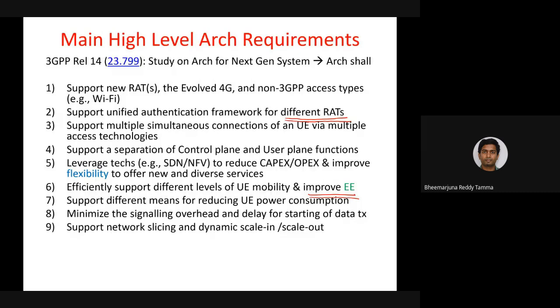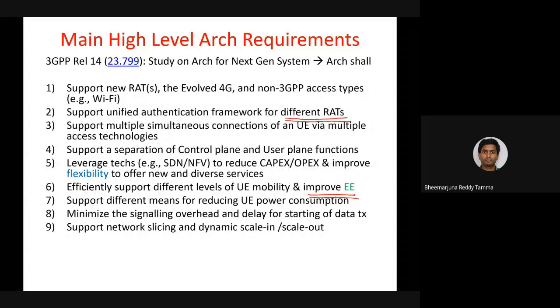Supporting network slicing and dynamic scaling in and scaling out. Network slicing is basically talking about creating virtual networks for catering to diverse use cases. That's what I was talking about, where eMBB, URLLC, massive MTC. And also dynamic scaling in and scaling out, where we can increase and decrease the resources. When I say resources, it could be the channel bandwidth that is configured at the base stations.